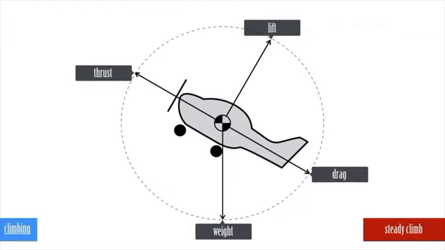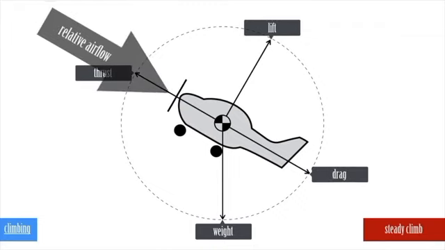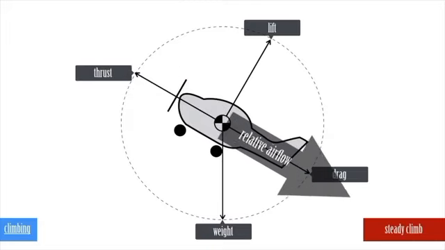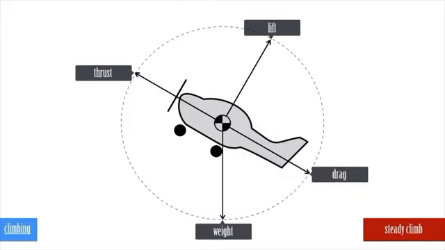Thrust and drag act in line with the relative airflow along the aeroplane's flight path, whereas lift acts at right angle to the relative airflow. Weight acts down towards the centre of the Earth. The common misconception is that lift increases in a climb.